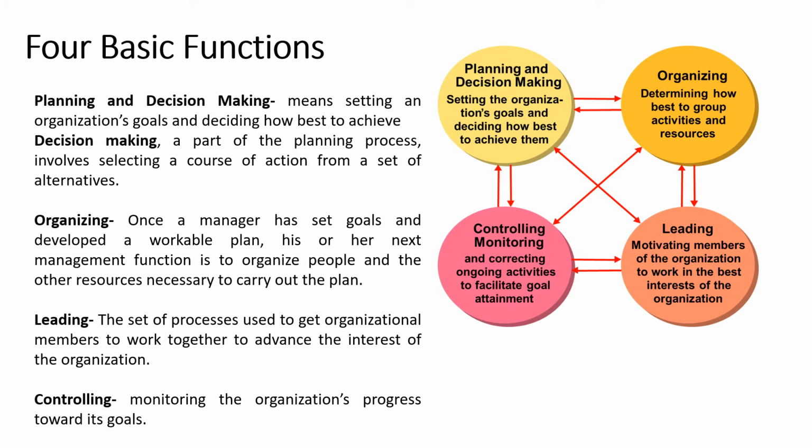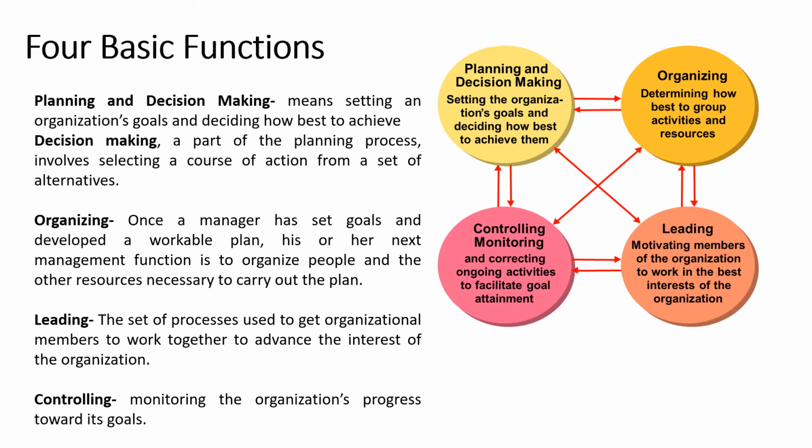Now, let's go to the main details of these four basic functions. For planning and decision making, it means setting an organization's goal and deciding how best to achieve it. So this is the simplest form of the role of being a manager. So they set the goal, they have the objectives, they usually have the vision, the mission, the goal, and the process on how to achieve this goal.